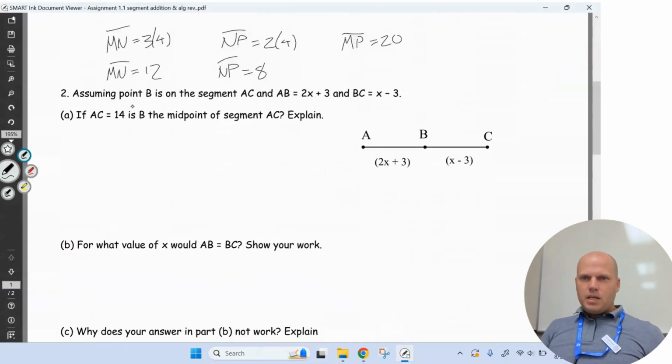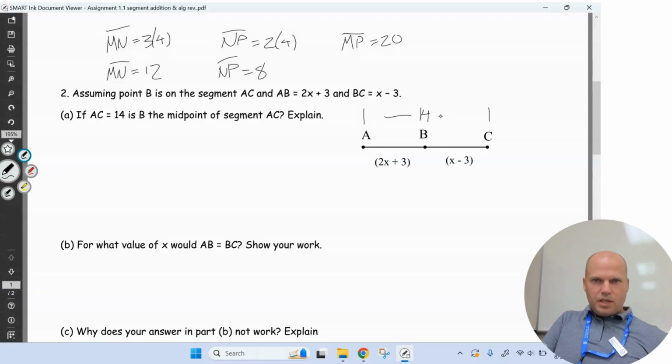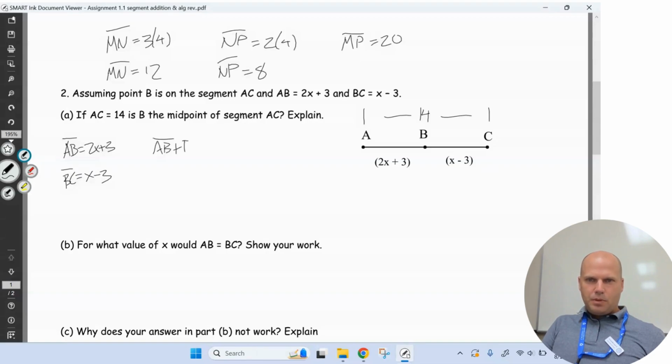Okay, we have B is a point on the segment AC. We got AB, we got BC. If AC is equal to 14, is B the midpoint of segment AC? Well, again, we know that AB equals 2x plus 3. We know that BC equals x minus 3. We know that AB plus BC equals 14, or segment AC. So I can set up 2x plus 3 plus x minus 3 equals 14.